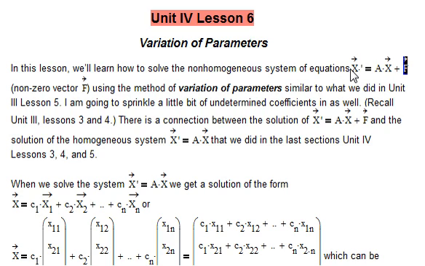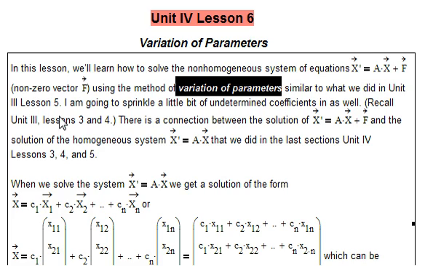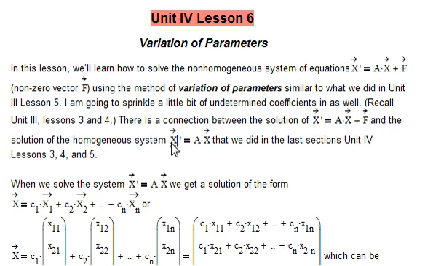See, in the last lesson we learned how to solve the homogeneous system. Now this is non-homogeneous, and the method is variation of parameters. That's similar to what we did in Unit 3, Lesson 5. I'm going to sprinkle a little bit of undetermined coefficients at the end, and you might actually wind up preferring that method. But there is a connection between the solution of our non-homogeneous system and the solution of the homogeneous system that we did in Unit 4, Lessons 3, 4, and 5.